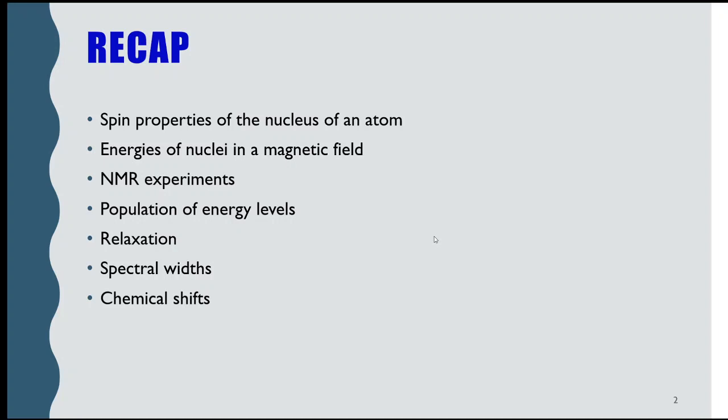Before that, let's recap what we have covered so far. We have discussed the spin properties of the nucleus of an atom. We talked about the energies of the nuclei when you apply the magnetic field. We talked about some NMR experiments, the setup, and the RSC video that you've watched. We talked about the population of energy levels, the two relaxation processes, the spectral width, and the last lecture was on chemical shift.